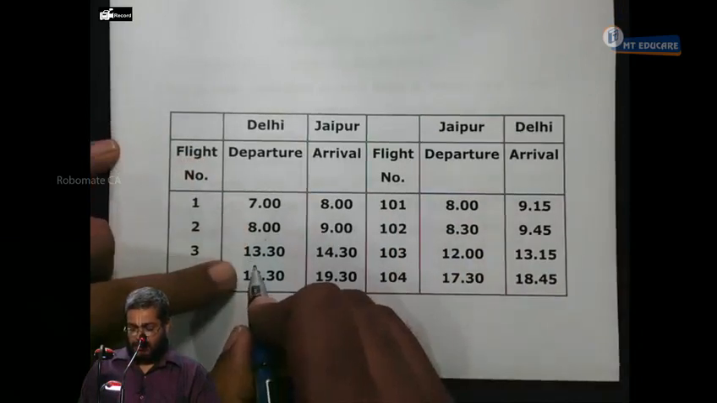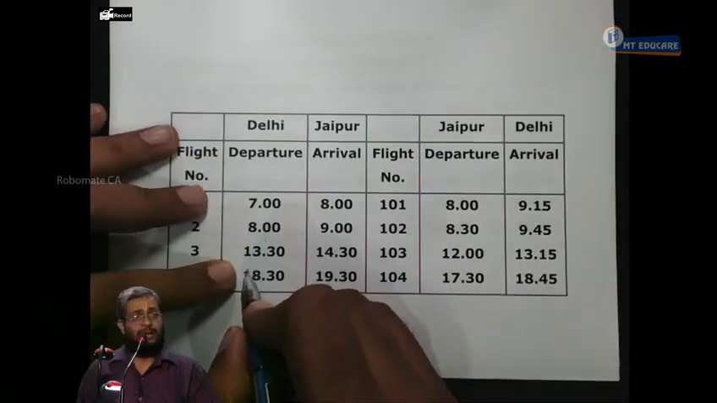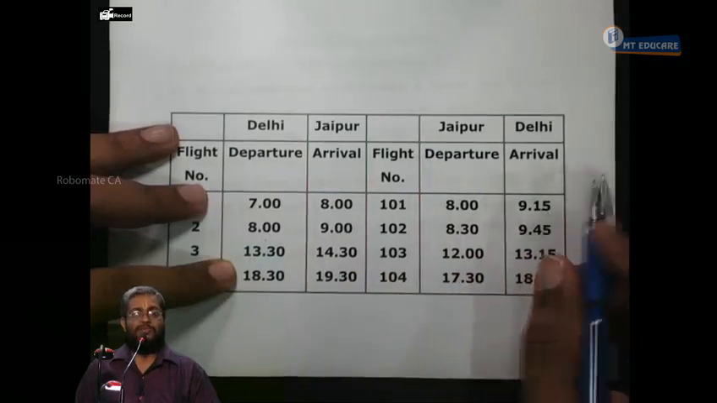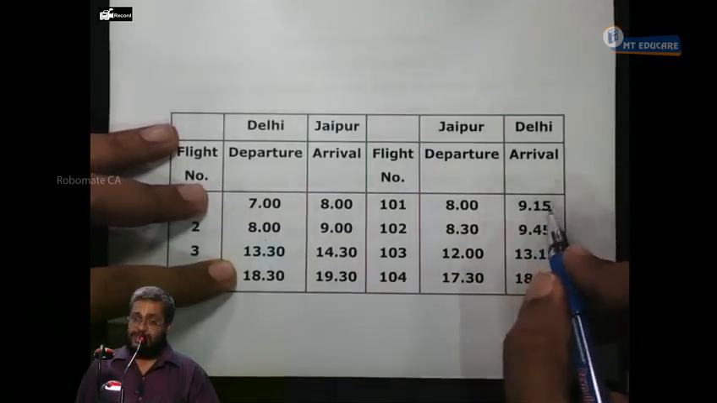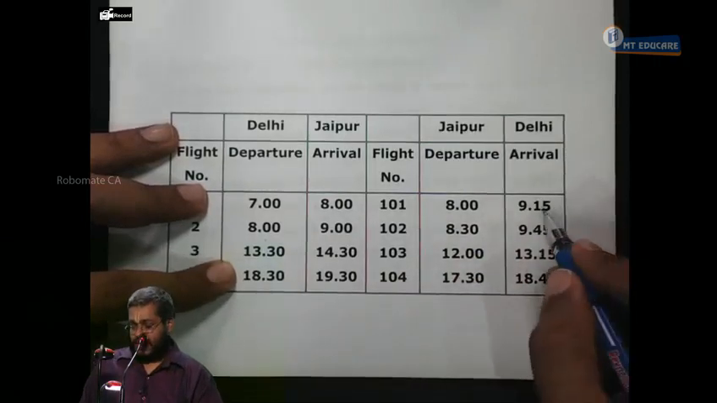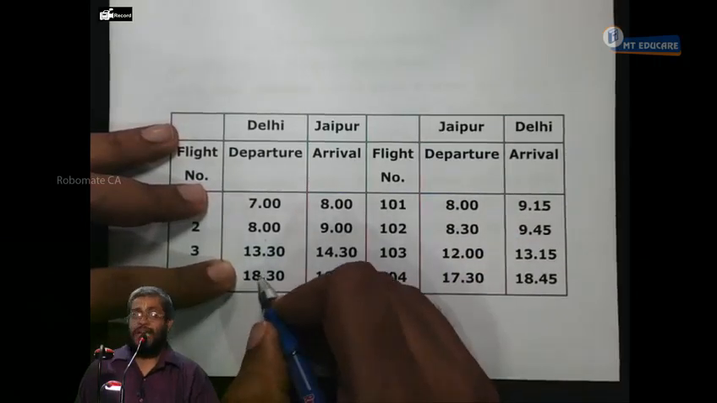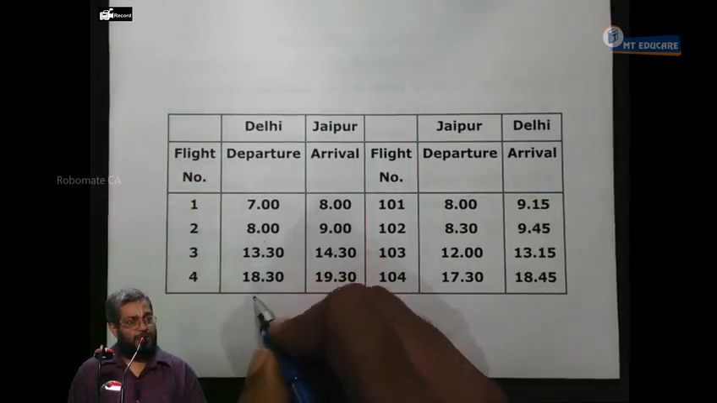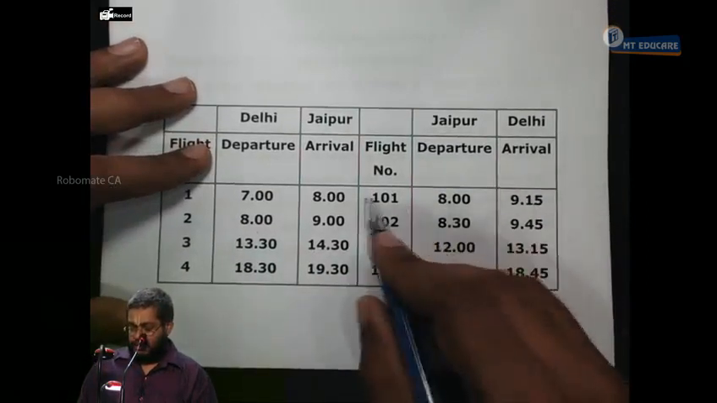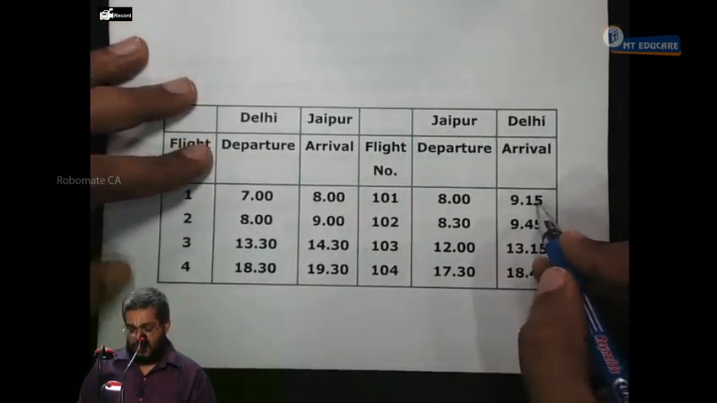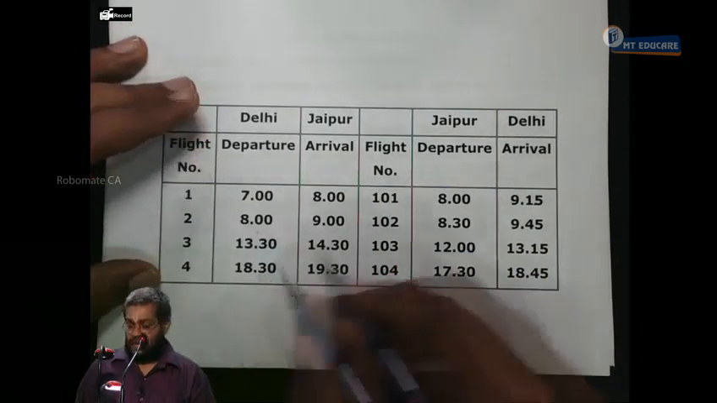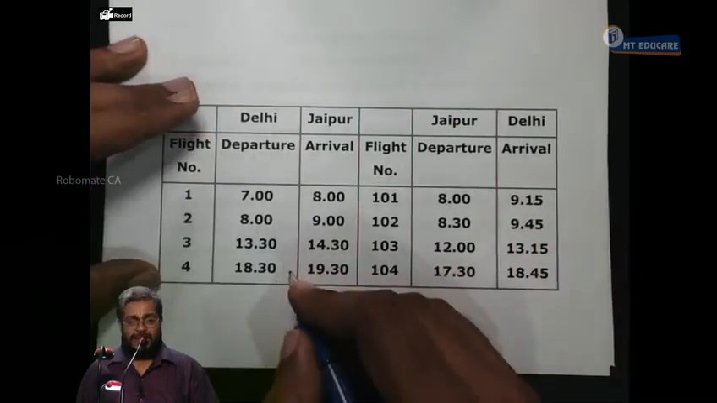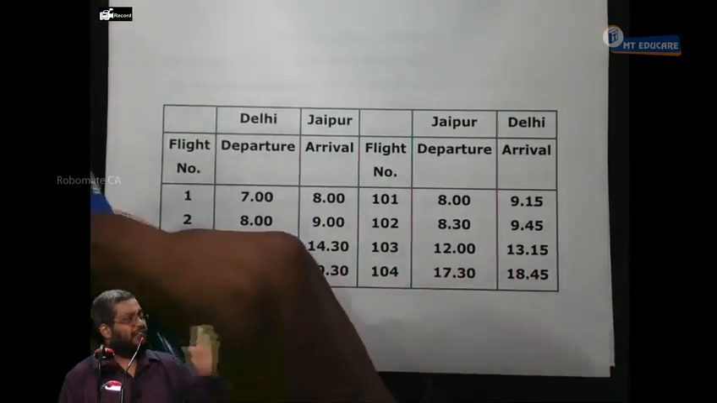Now, I take 101, reach Delhi at 9:15. I return back by flight 3 at 1:30. 9:15 to 1:30 the same day is not a 5 hours gap. So I go for next day 1:30. Today's 9:15 to tomorrow's 1:30 will be the layover time. And lastly, flight 101 reaches Delhi at 9:15 and flight 4 starts from Jaipur at what? 18:30, means 6:30. Today 9:15 to evening 6:30 will be the layover time.